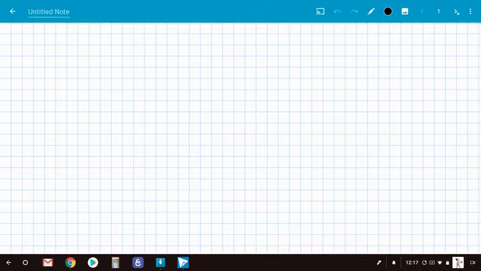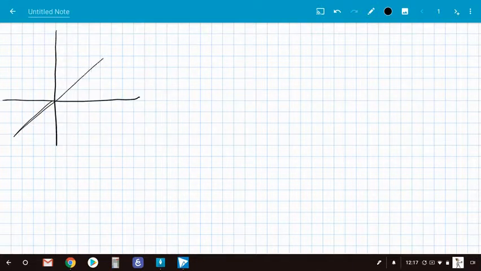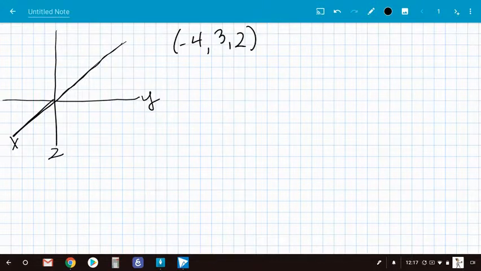So in 3D, like when we plotted points in 2D, we just had X and Y. And so if you remember way back from geometry, you have X, Y, and Z. And so that makes things a little trickier. And this one kind of comes at you. And when you plot a point, my example of a point was (-4, 3, 2).